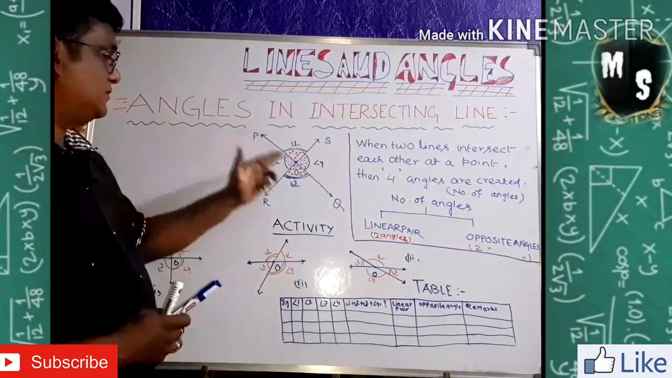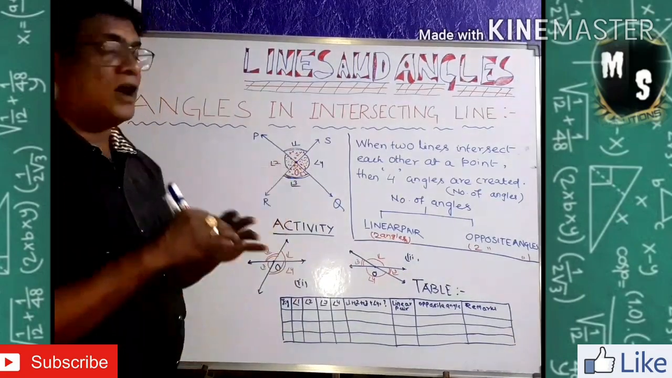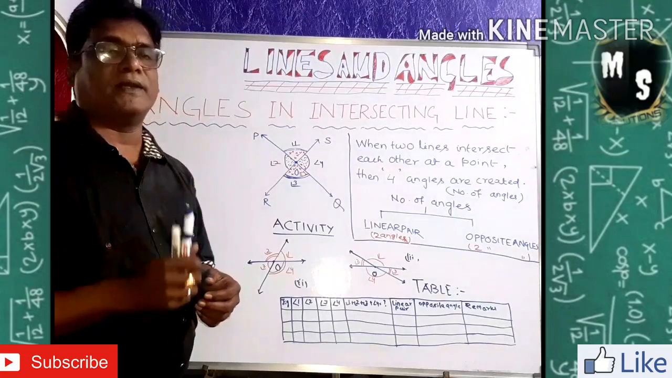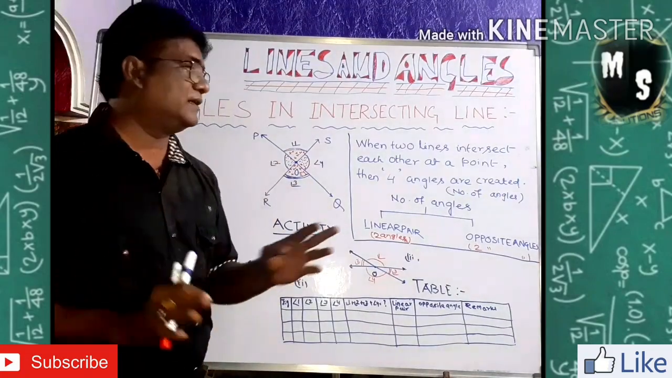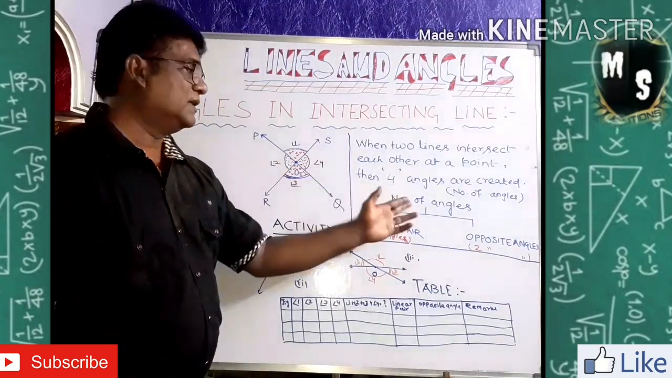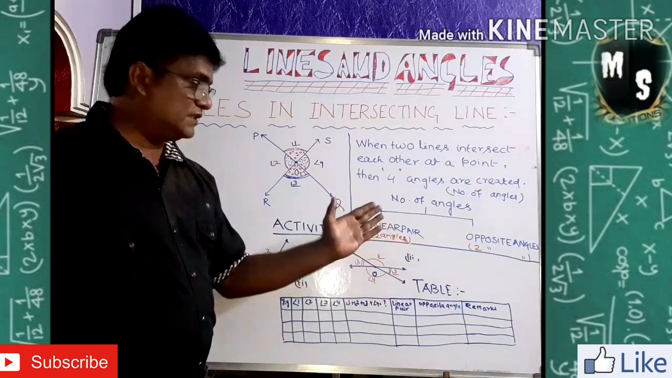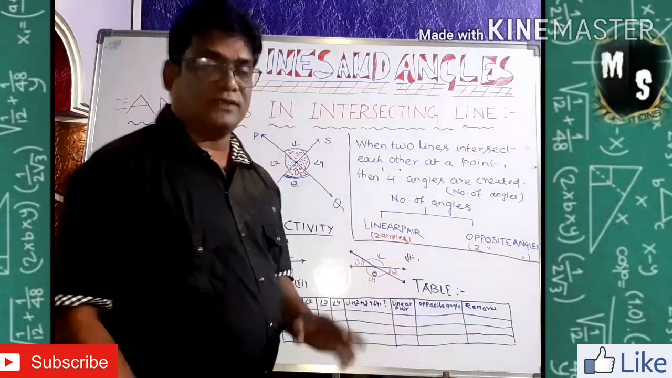When two lines PQ and RS are intersecting each other at the point O, how many angles are created? The angles created are 1, 2, 3, 4. So 4 angles are created. These 4 angles are again divided into 2 parts: that is, a linear pair with 2 angles, and 2 opposite angles are there.